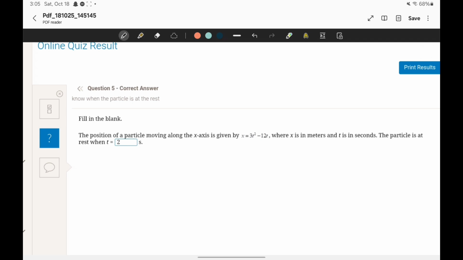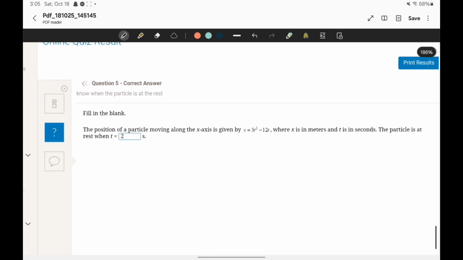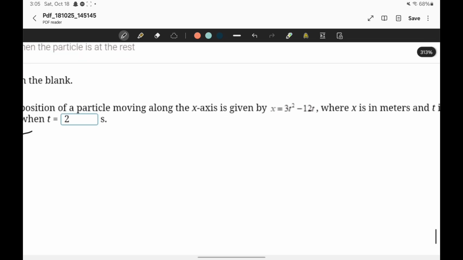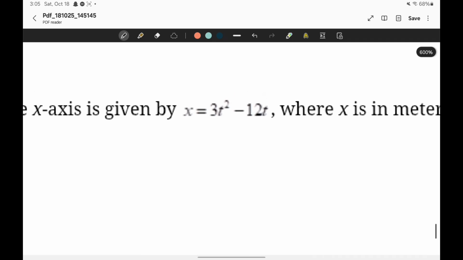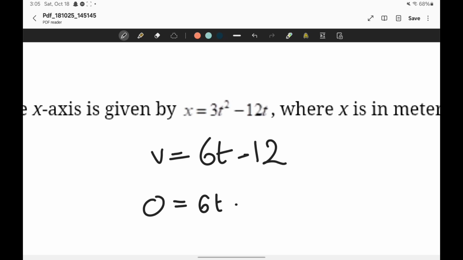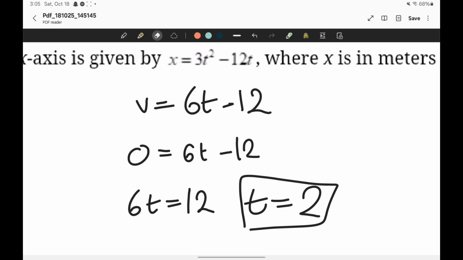Number 5, the position of a particle moving along the x-axis is given by an equation. The particle is at rest when time is blank. This is the same idea. When it's at rest, it's not moving, so that means our velocity equals 0. Now we need to get the equation for velocity, so we're going to derive. The velocity is going to be 6t minus 12. Equate this to 0. 6t minus 12 equals 0, so 6t equals 12 and t equals 2. That's our answer.